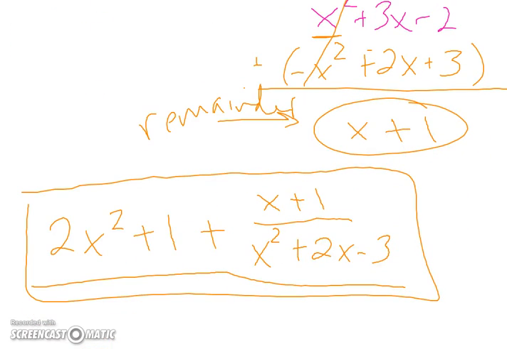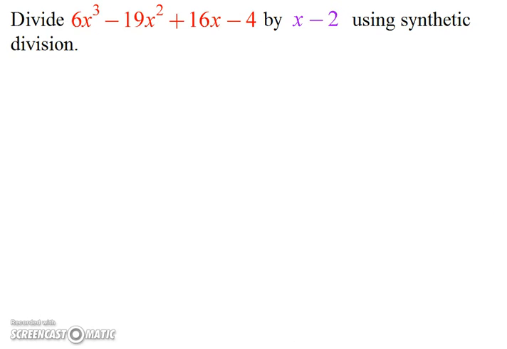Okay? So long division, not always fun. It works though, but what most of us would prefer is synthetic division. That's what we're going to do next. So this is actually the same as the first problem we did. You'll notice it's still 6x cubed minus 19x squared plus 16x minus 4. We're dividing by x minus 2.